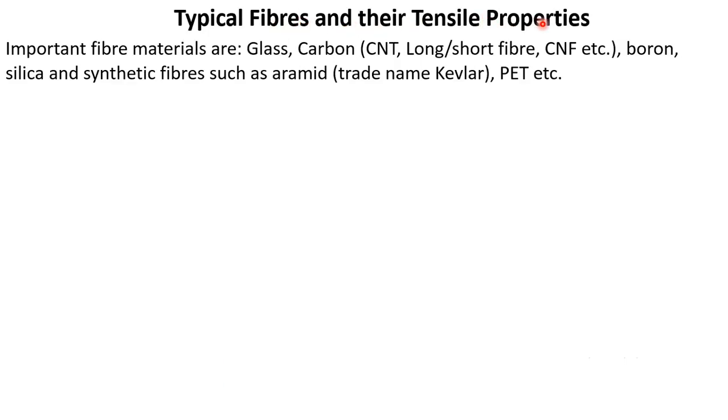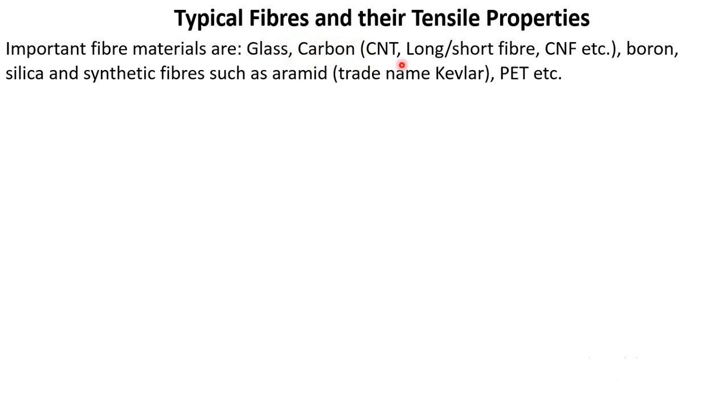Typical fibers and their tensile properties. Although there are many different types of fibers we can use, these are the typical fibers that we use for making polymer composites. Glass fiber was the earliest one. So the very first fiber reinforced plastics were made of glass fibers. Carbon fiber came along later on.